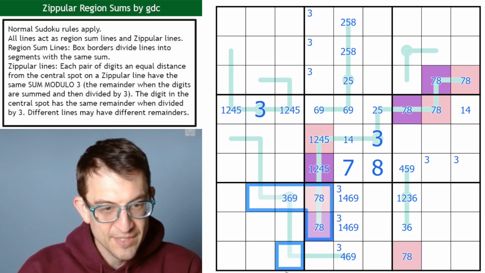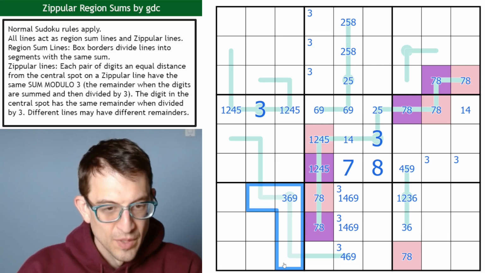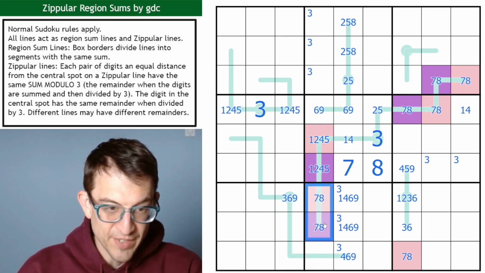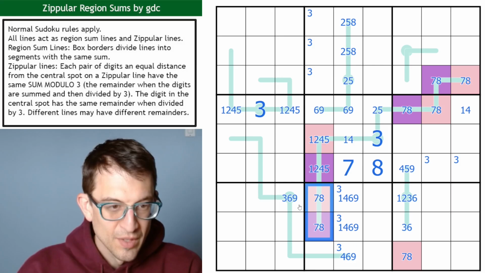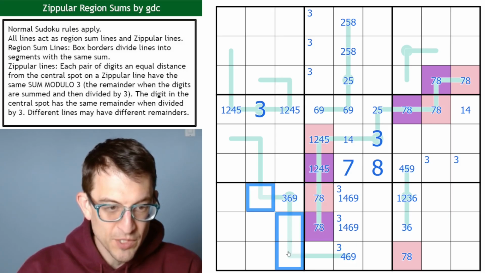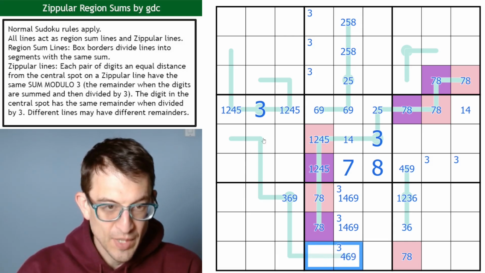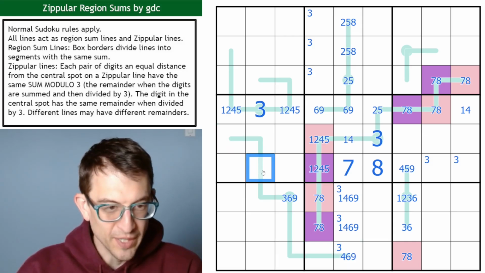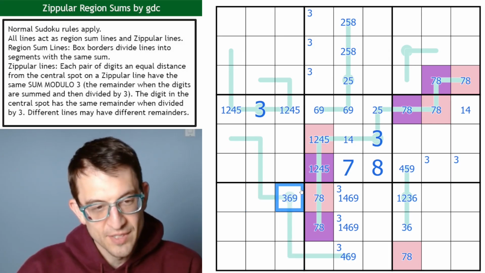If this is 9, this is 15 at minimum. This is at most 15 because 7, 8 are taken. So if this is 9, we get 1, 2, 3 here, 6, 9 here. This has to be 1, 2, and 3 here. 6, 9. These would have to be 6, 9 as well. Oh, that does break. So this can't be 15, so that's not 9.